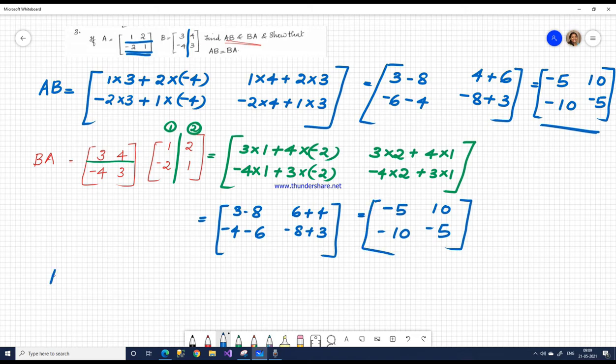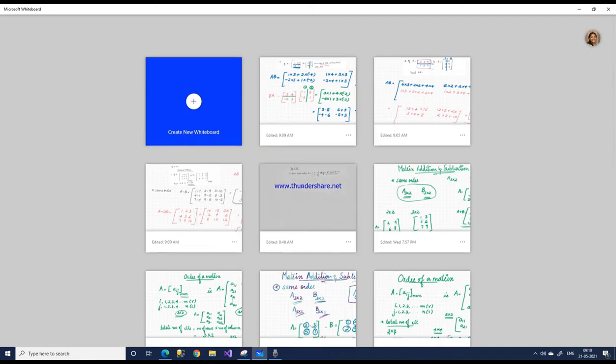So hence AB equals BA. Both the answers are correct. So hence AB is equal to BA. Okay. Now moving on to the next question.